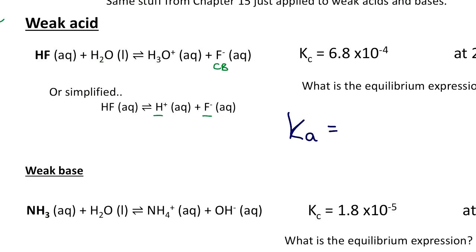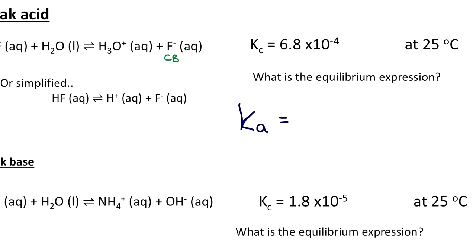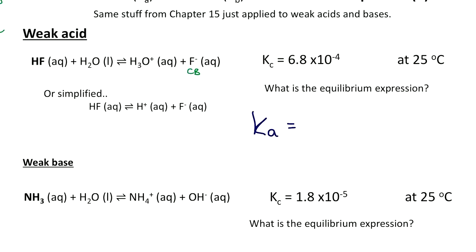So we can write the K expression for this just like before. K expressions are always what? Products over reactants. Is it any different for this? No, it's not. We just have to make sure we get the right equation. We can actually use any one of these equations. They will be the exact same. So let's do the top one first. The top one, this equation, we take the two products and we divide by the reactants. So Ka for that first top expression is H3O+ times F- concentration. And then what are my reactants? HF.